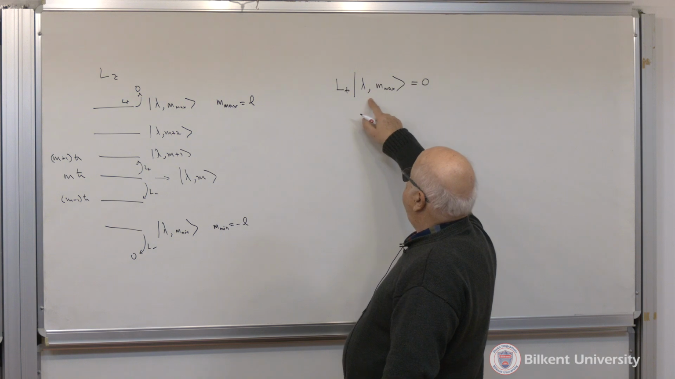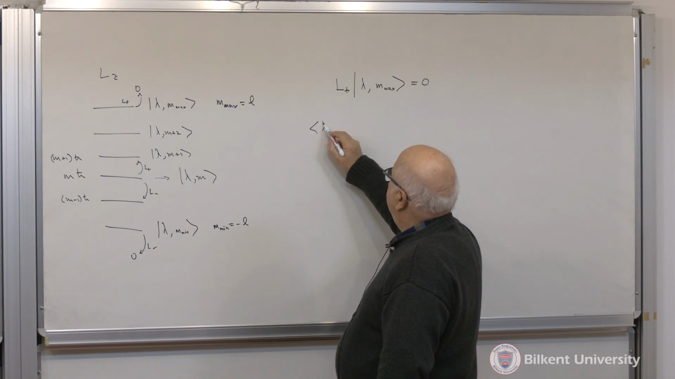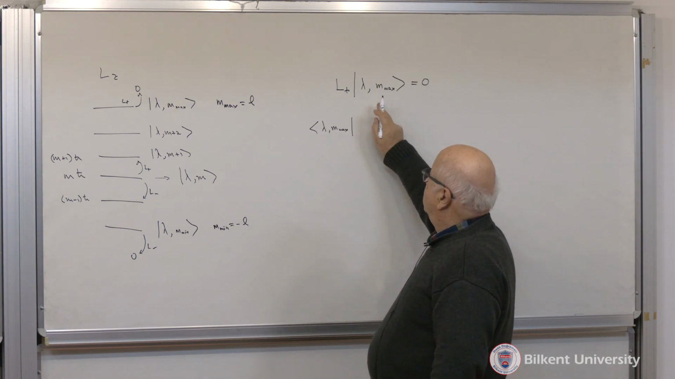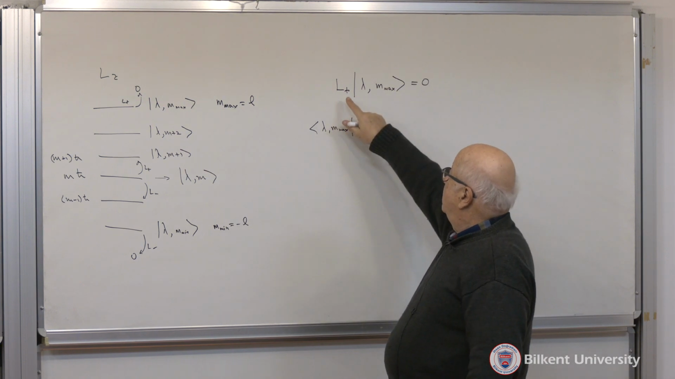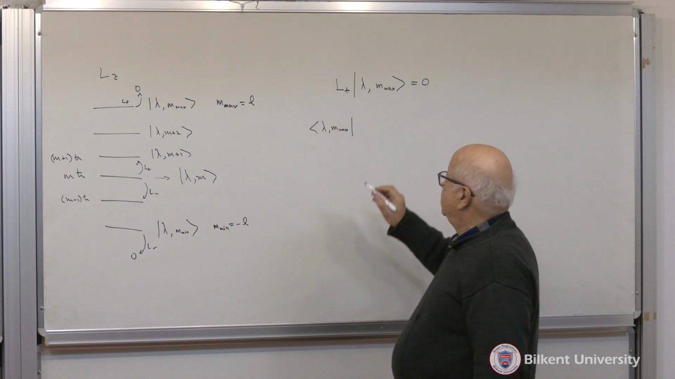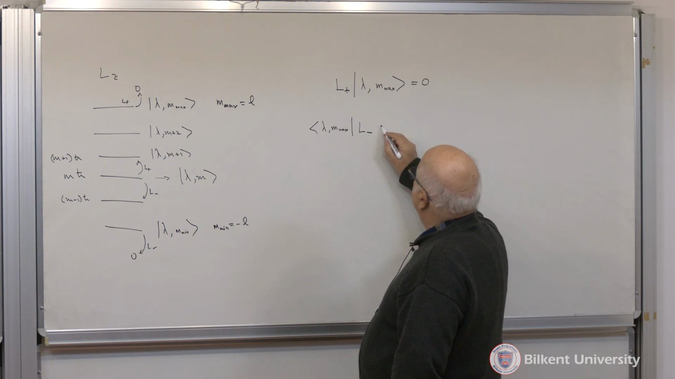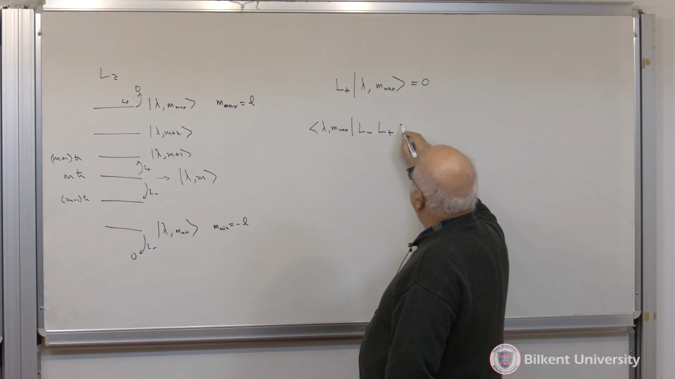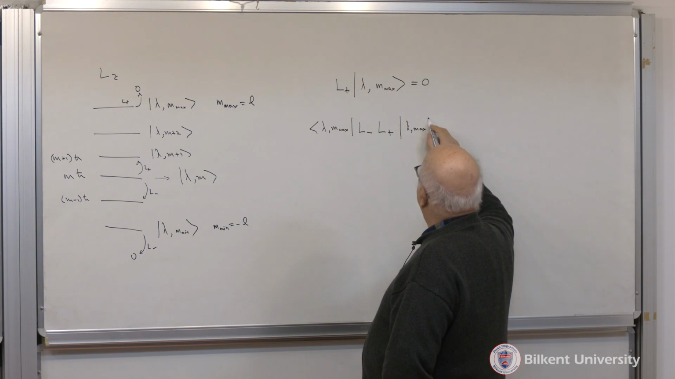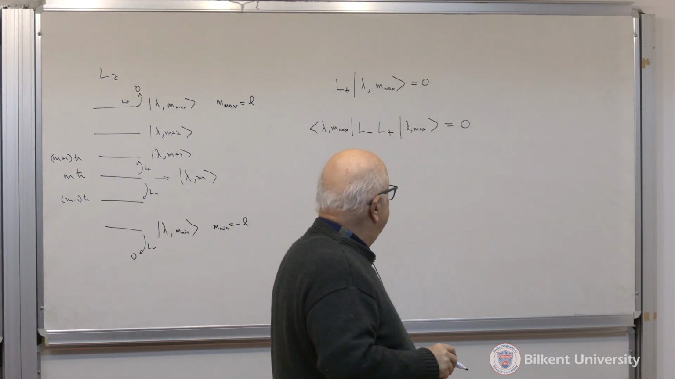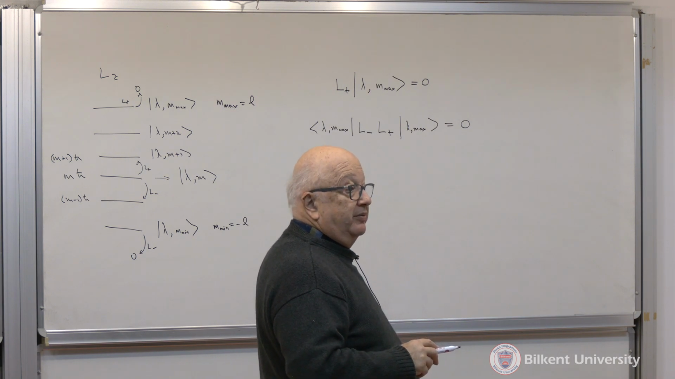So the adjoint of this piece is lambda m max. The ket turns into a bra. What does L plus turn into? L minus. It turns into its adjoint. So in place of i I have to put minus i. So that's the adjoint of this. And then I have L plus lambda m max, and this has to be 0, right? This size has to be 0. So now I have this L minus L plus. Let's work that out.